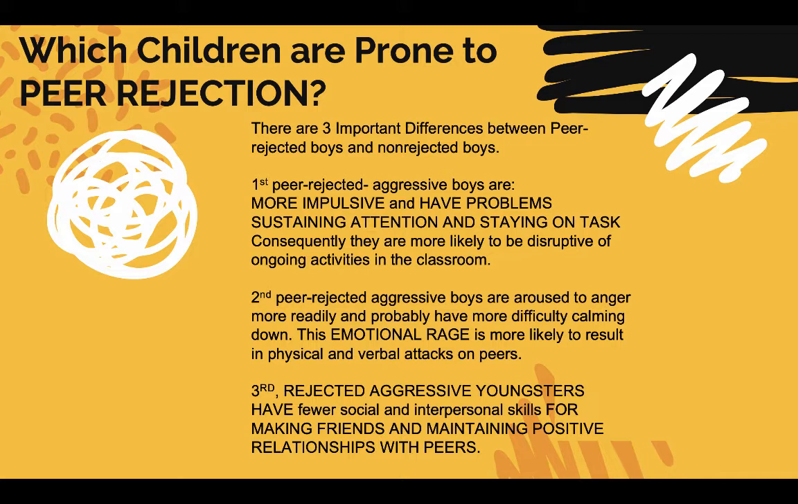First, peer-rejected aggressive boys are more impulsive and have problems sustaining attention and staying on task. Consequently, they're more likely to be disruptive of ongoing activities in the classroom. Second, peer-rejected aggressive boys are aroused to anger more readily and probably have more difficulty calming down. This emotional rage is more likely to result in physical and verbal attacks on peers. And third, rejected aggressive youngsters have fewer social and interpersonal skills for making friends and maintaining positive relationships with peers.